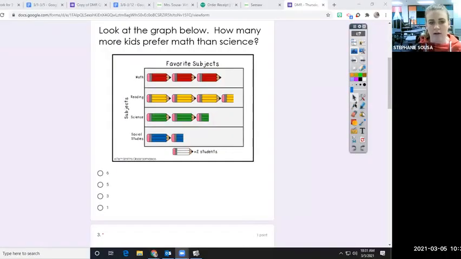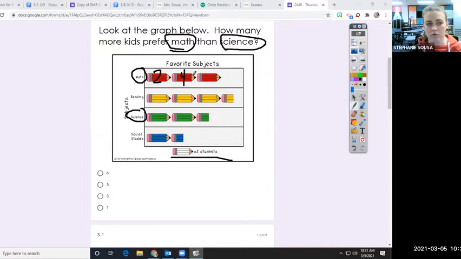Number one, look at the graph below. How many more kids prefer math than science? We have math, we have science. Each pencil is equal to 2 students, so that is 2, 4, 6 students prefer math. 2, 4 plus 1 is 5 students prefer science. 6 subtract 5 is equal to 1, so our answer is 1 student. It should say student because right now it's purple unicorns, but we'll give Miss Thaxton who made this some grace.